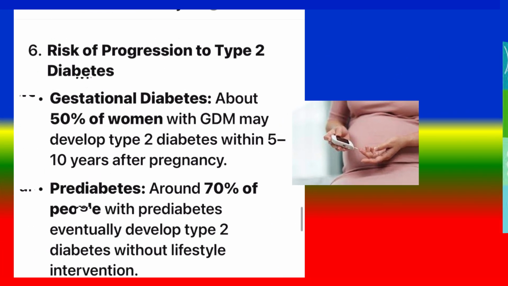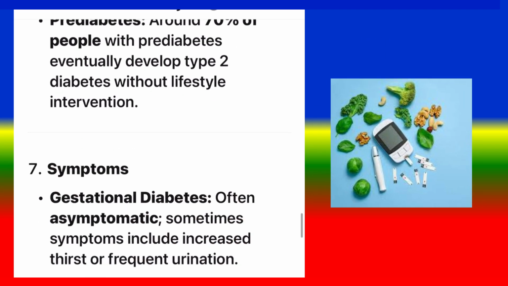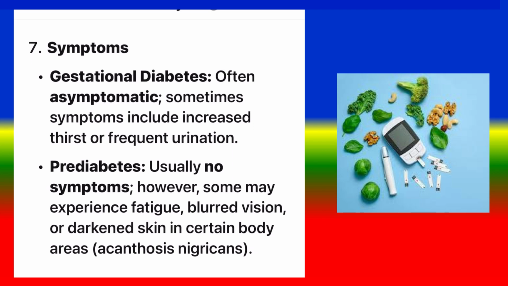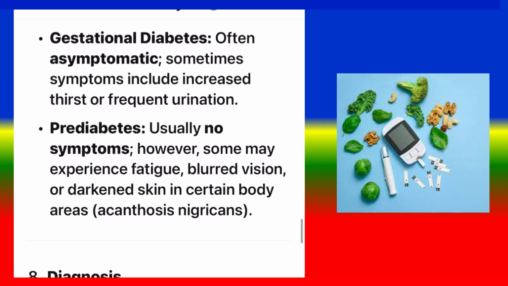6. Risk of progression to type 2 diabetes. Gestational diabetes: about 50% of women with GDM may develop type 2 diabetes within 5 to 10 years after pregnancy. Prediabetes: around 70% of people with prediabetes eventually develop type 2 diabetes without lifestyle intervention. 7. Symptoms. Gestational diabetes is often asymptomatic. Sometimes symptoms include increased thirst or frequent urination. Prediabetes usually has no symptoms. However, some may experience fatigue, blurred vision, or darkened skin in certain body areas, acanthosis nigricans.